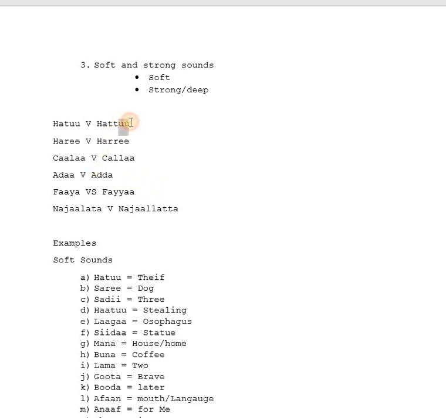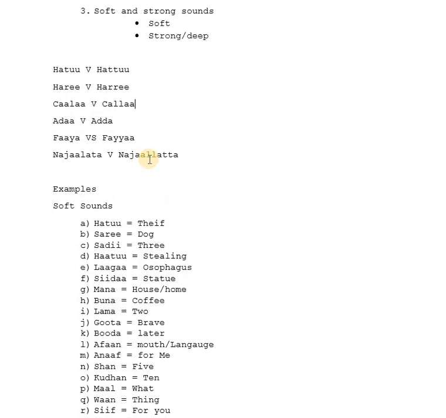When we double consonants, or double vowels, what does it show? You can go back to listen to the previous video. That is about long and short, not about soft and strong. Soft and strong only refer to consonant sounds. Short and long refer only to vowel sounds. This is another thing we have to know.